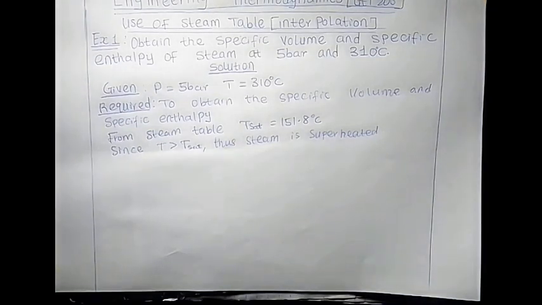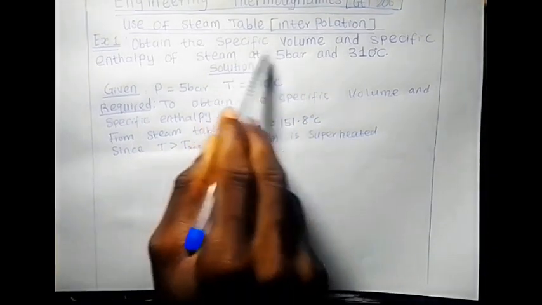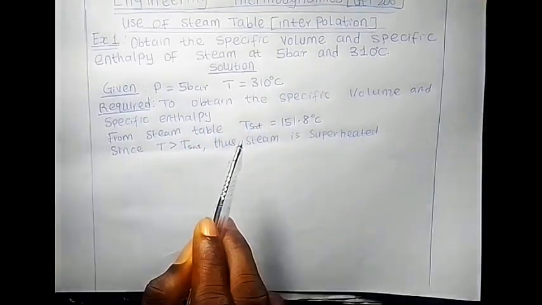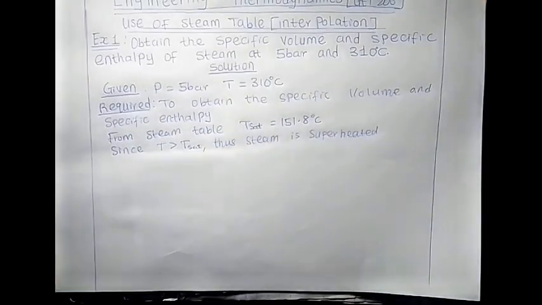So on checking the superheated portion, we discover that we don't have any value for specific volume under 310. There is only a value for specific volume under 350. So that's what brings about the concept of interpolation. How do we now get out the value for 310?